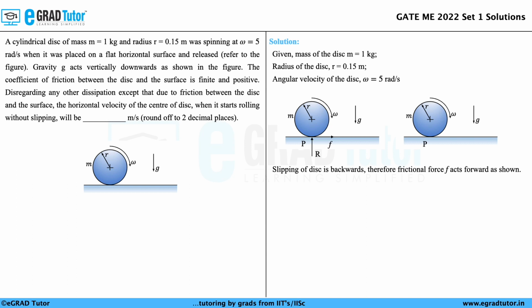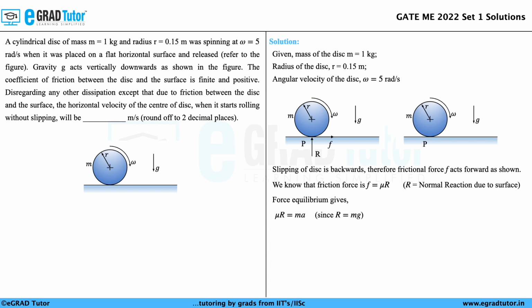Now, it is important to understand that the magnitude of frictional force F is mu into R, where R is the normal reaction due to the horizontal surface and mu is the coefficient of friction between the disk and the surface. For force equilibrium, we know that mu R, which is the frictional force, should be equal to m into a. And for the free body diagram considered, the normal reaction will be equal to the weight of the disk, which is mg. Replacing that in the above equation, we get mu into mg is equal to ma. From that we get acceleration a is equal to mu into g.